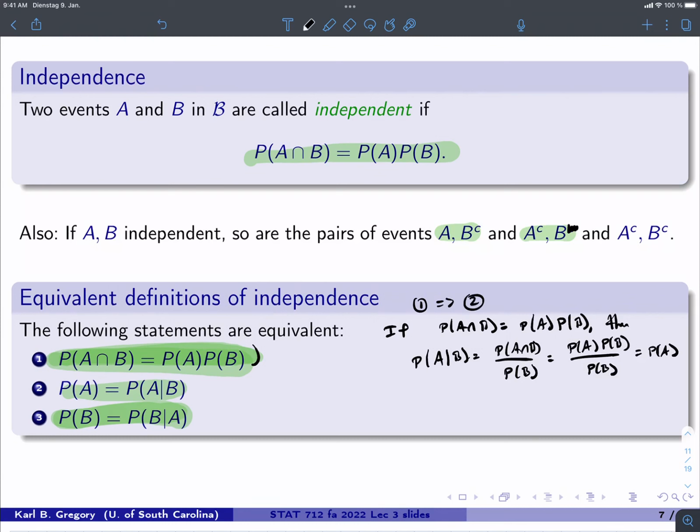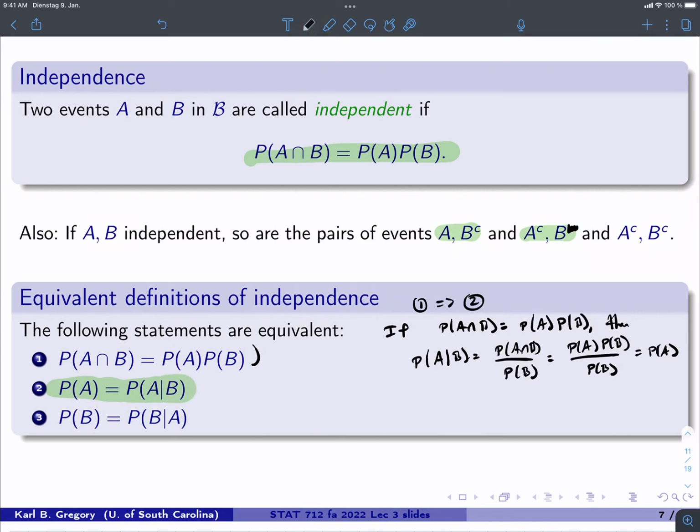And you can go through and you can show that 2 implies 3 and then 3 implies 1, so that you get equivalence of all of them. But I won't go through all those details.